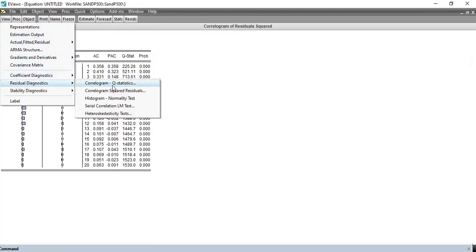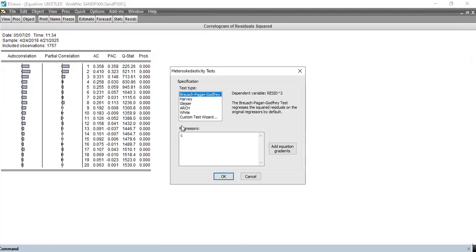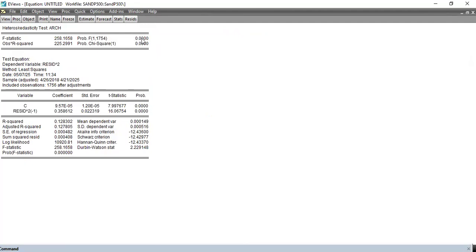Let's go for residual diagnostics. The third thing is the heteroskedasticity test. This is also called the Lagrange multiplier test. The number of lags is 1. Significant. This means there is an ARCH effect. There is an ARCH effect, right?